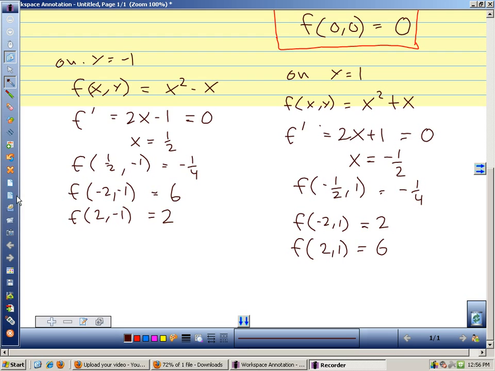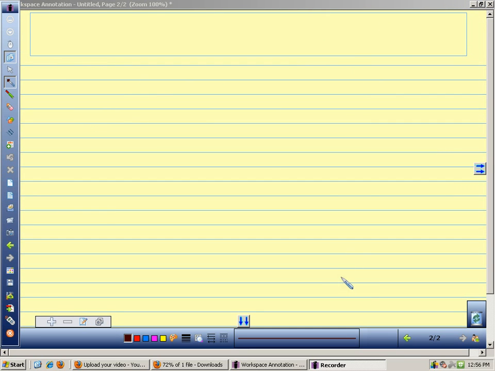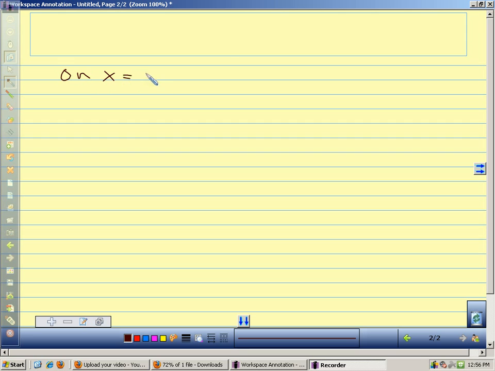All right, we have two more boundaries to look at. So we're going to look at the left-hand and right-hand side. So on x equals 2, we're on our right-hand boundary on the picture that we drew. f of x y, just plugging in x equals 2 into our function, f of x y is 4 plus 2y.